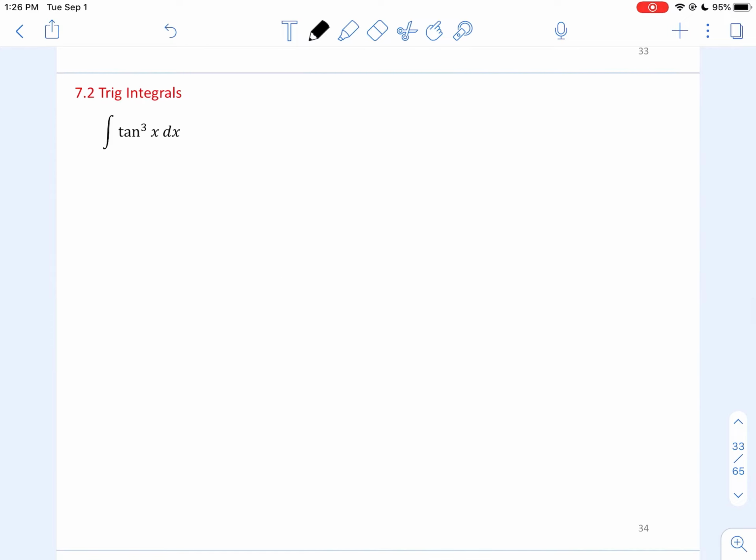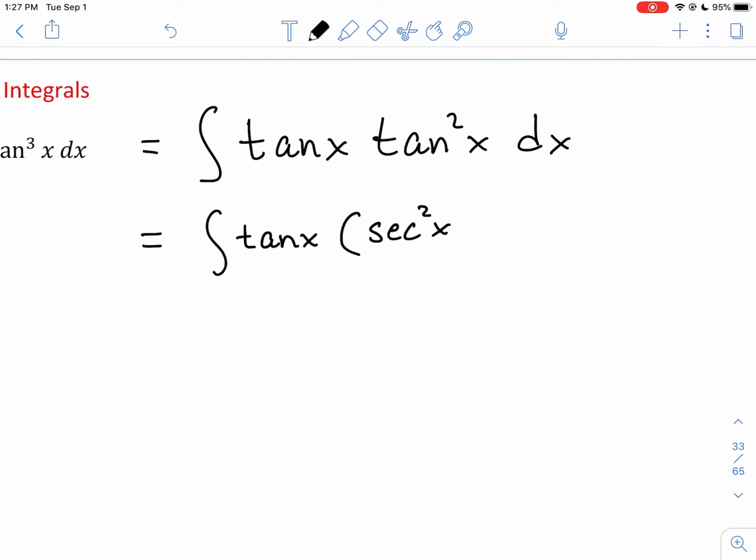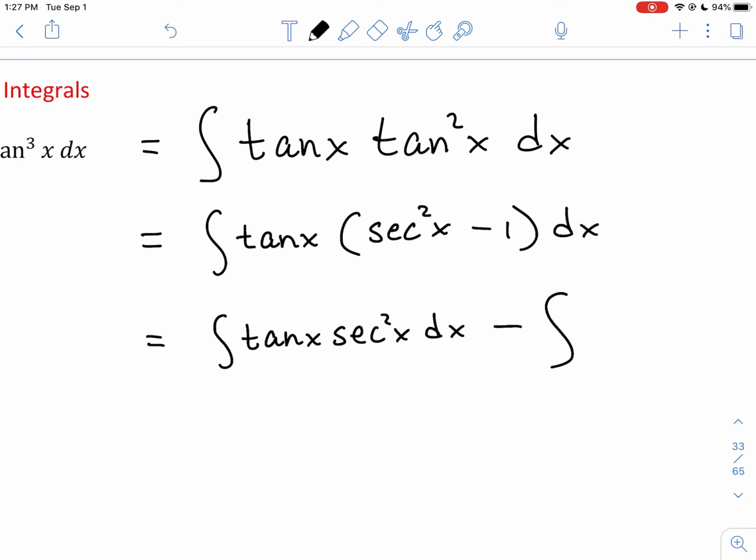How about tangent cubed? For tangent cubed, I'm going to split apart that tangent cubed into a tangent and a tangent squared. And let's use the Pythagorean identity on the tangent squared, which is secant squared of x minus 1. I'm going to distribute this tangent of x and make this into two different integrals to solve. So there's one integral, and then minus, and then the second integral will be when I distribute the tangent here, so just integrate tangent.